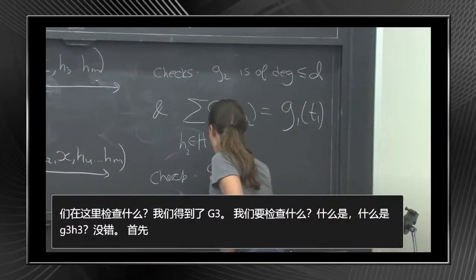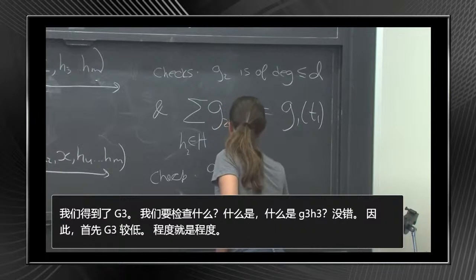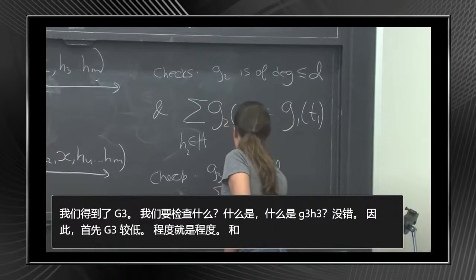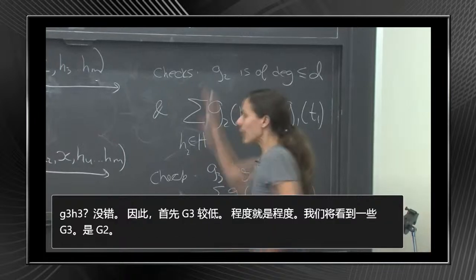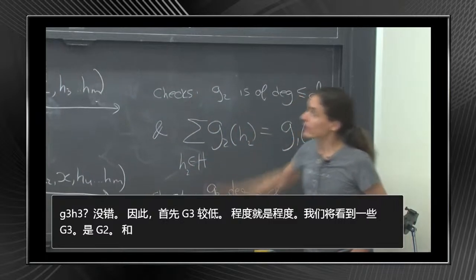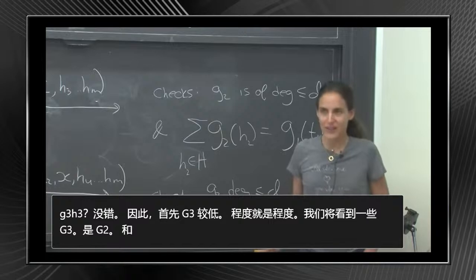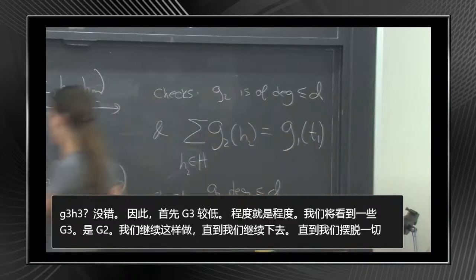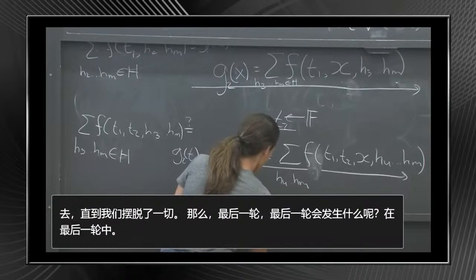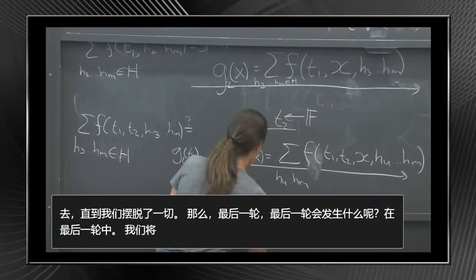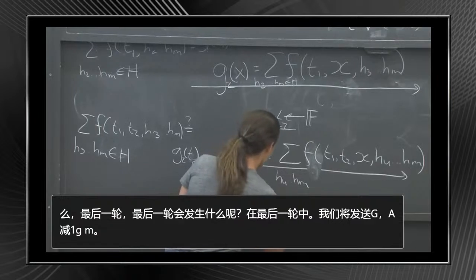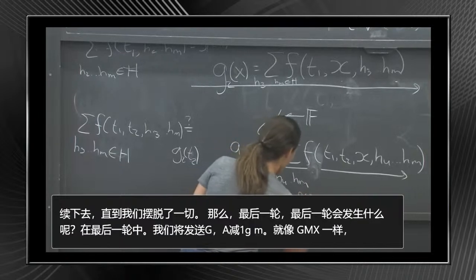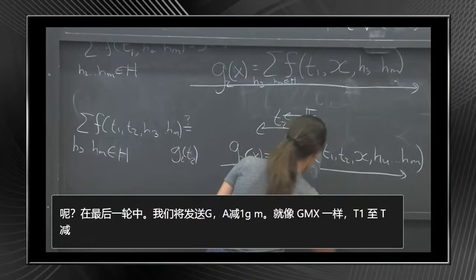What is G3, H3 equals G2. Exactly. So first, that G3 is low degree, degree at most D, and some G3 is G2, T2. And we continue in this way until we got rid of everything. So in the last round, what will happen? In the last round, we will send Gm of Gmx, which is f of T1 up to Tn minus 1 x.